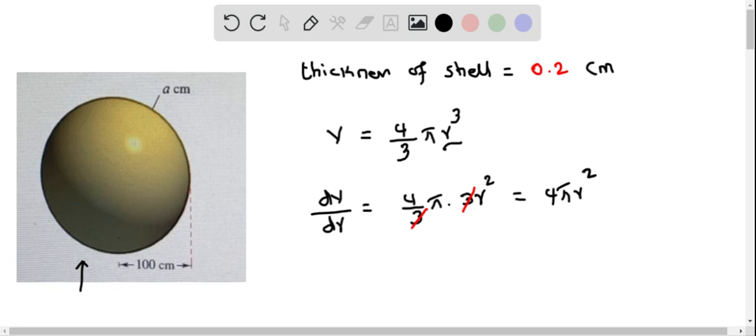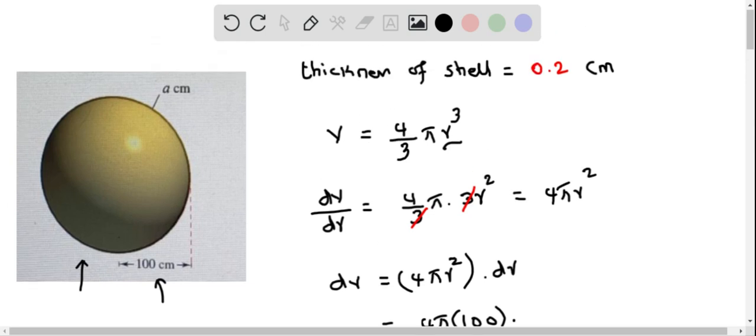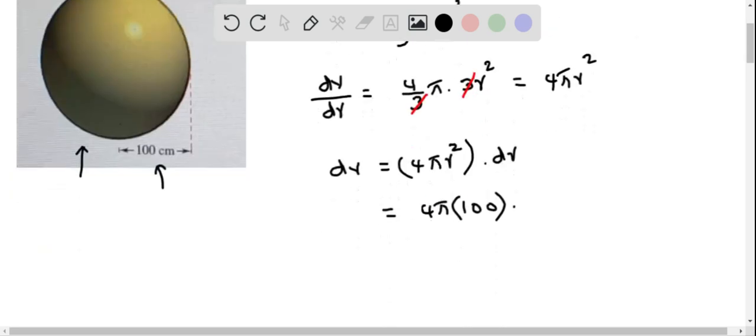Now we will multiply both sides by dr. So therefore we get dV equals 4 pi r squared times dr. And this dr basically represents the thickness of the shell, and dV represents the volume of the shell. So therefore, we will plug in the radius, which is given as 100 centimeters. So I plug in r equals 100 here, and then dr, which is the thickness of the shell, is 0.2.